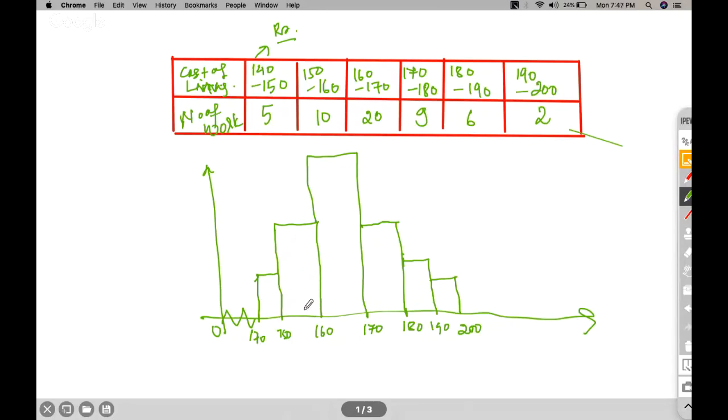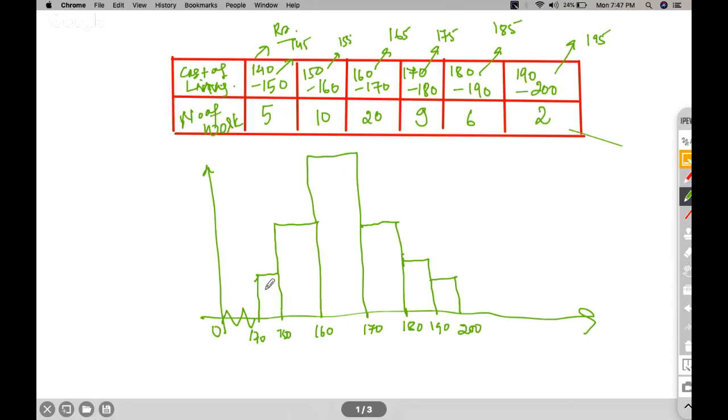But what about the frequency polygon in the same graph? For the frequency polygon, I know that I need the class mark. So here the class mark would be 145. Here it will be 155. Here it will be 165. Here it will be 175. Here it will be 185. And here it will be 195.